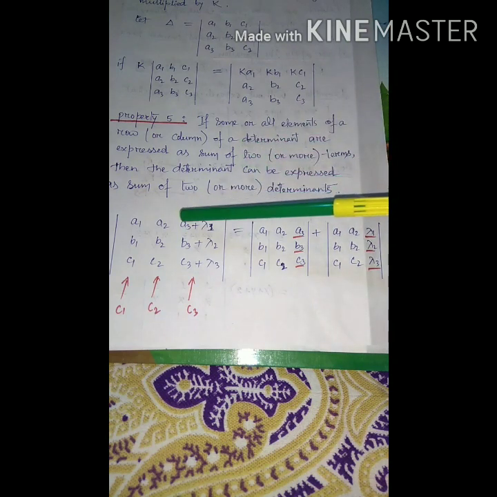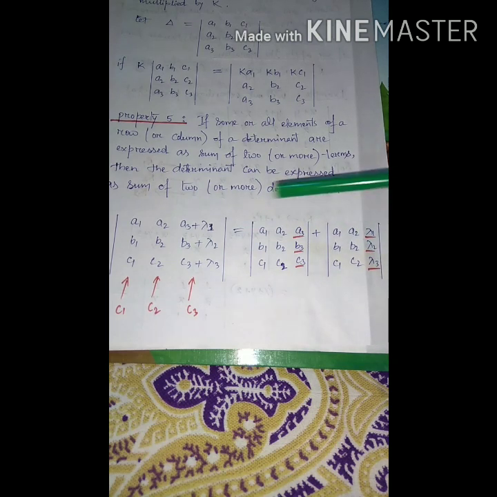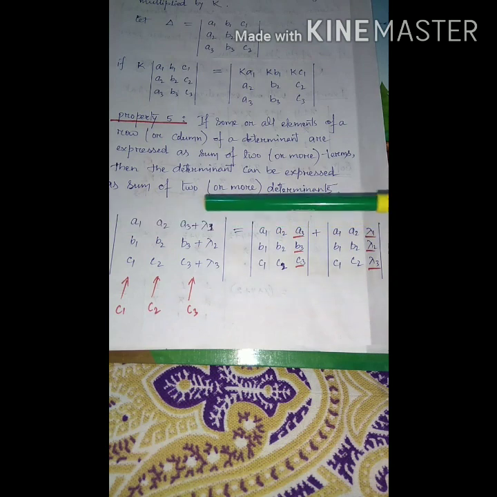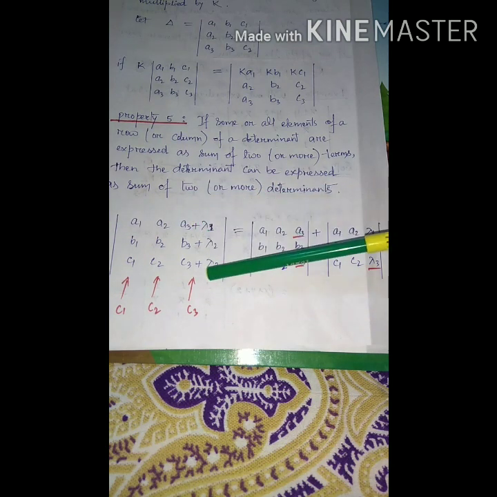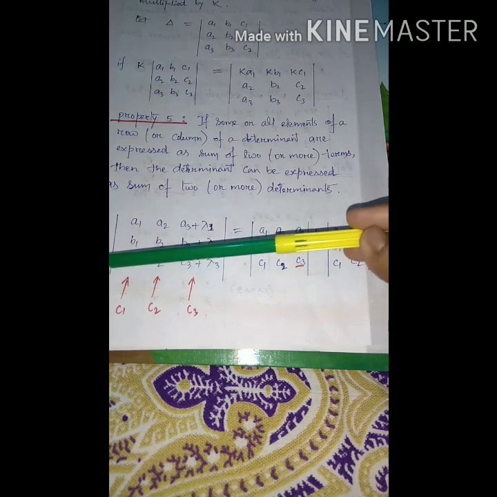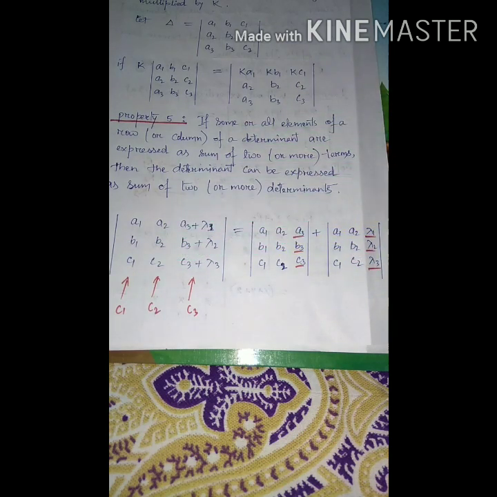Remember, the first element we write in the first determinant, the second element we write in the second determinant. So this can be given in row form also, or the scalar values may be given in the second row or third row, or second column or third column also. It is not fixed that this is exactly given in the third column. Here the same elements we write in both determinants, and for the third one, A3 plus lambda 1, in the first determinant we write A3, in the second one we write lambda 1. So easily we can separate a determinant into two parts in this way. Is it clear? Okay.